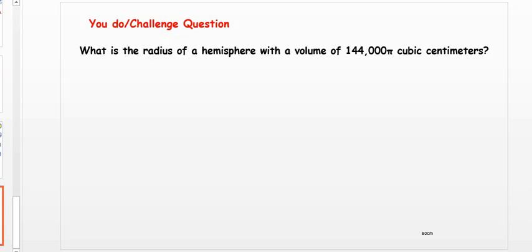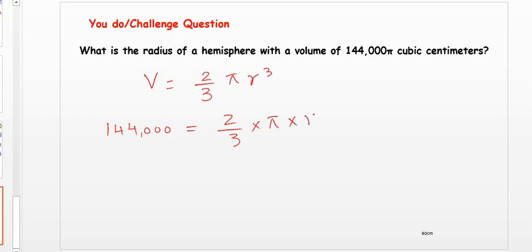Here is the next challenge question. It says what is the radius of a hemisphere with this volume in cubic centimeters, right? Because they have given us the volume of the hemisphere, we will write the formula for the volume of the hemisphere. It's 2 over 3 pi r cube, right? So substitute the values into it. What is the volume? It's 144,000 cubic centimeters, and on the other side we have 2 over 3 times pi times r cube.